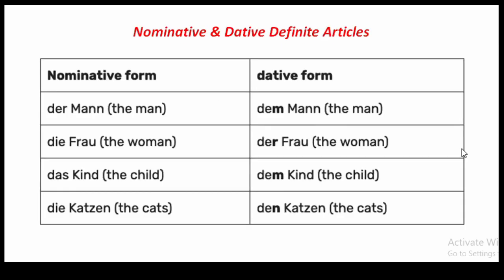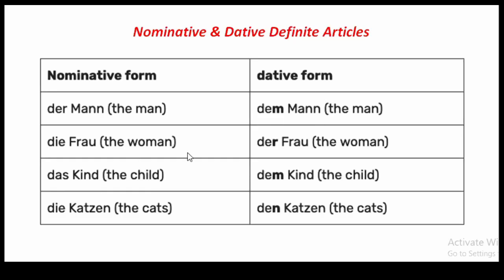So I hope it helped. We will learn articles for nominative case and dative case. On the left side we have articles for nominative and the right side is dative. So der is the article for a masculine noun in nominative, and for dative case we use dem for a masculine noun, dem Mann.